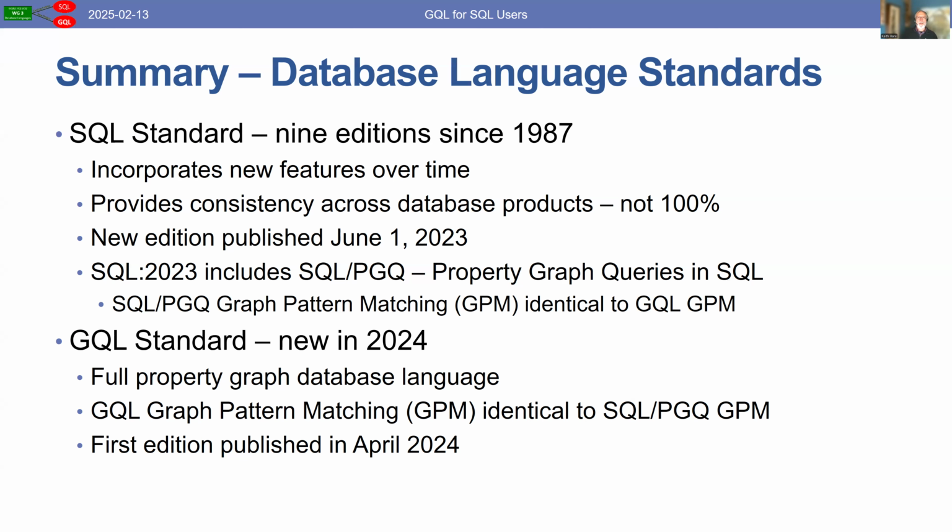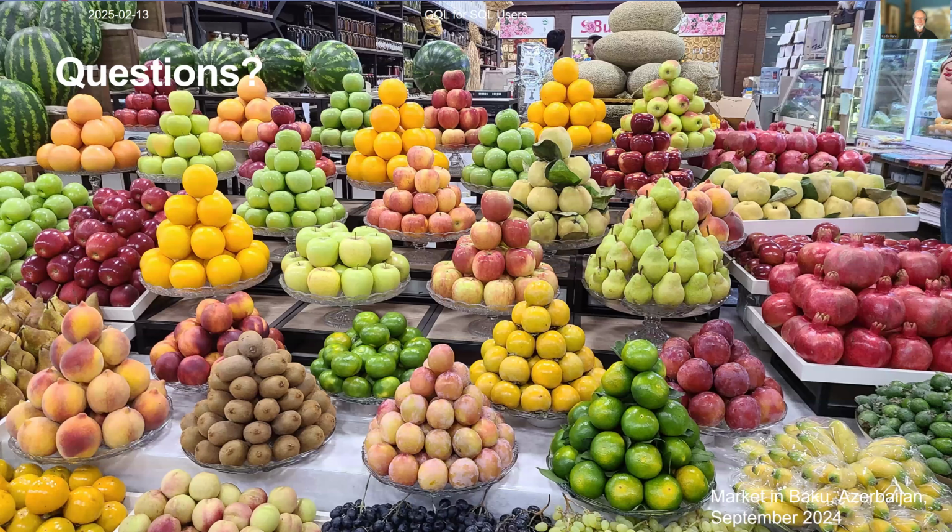For both of these standards, we're now working on the next edition. One of the important capabilities in the next edition of both SQL and GQL is going to be support for vector data types that support some of the AI retrieval augmented generation capabilities, but that's beyond the scope of this talk. So let me know if you have questions, and I will do my best to answer them.